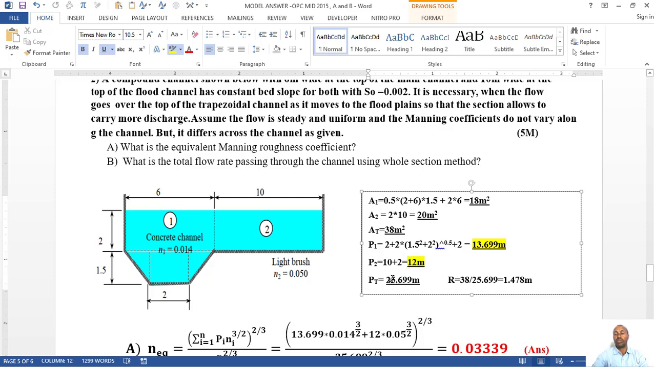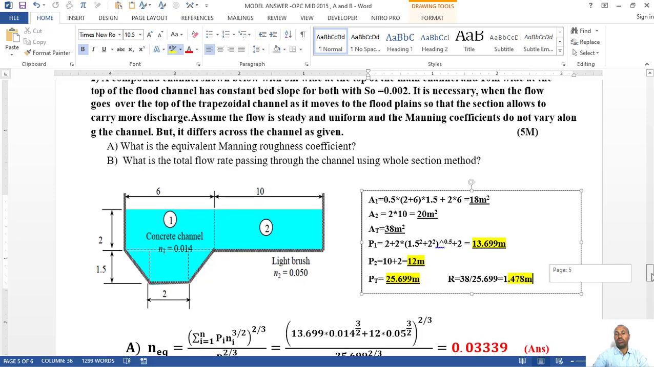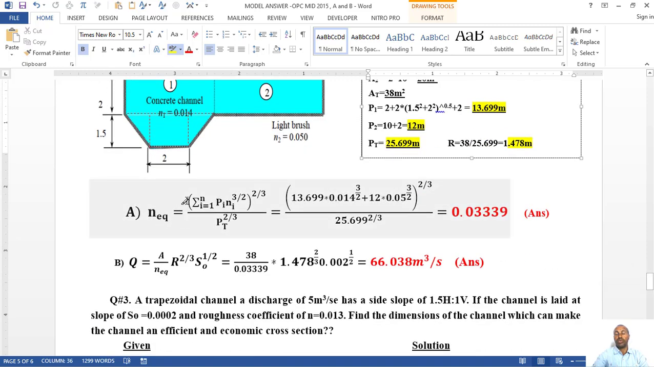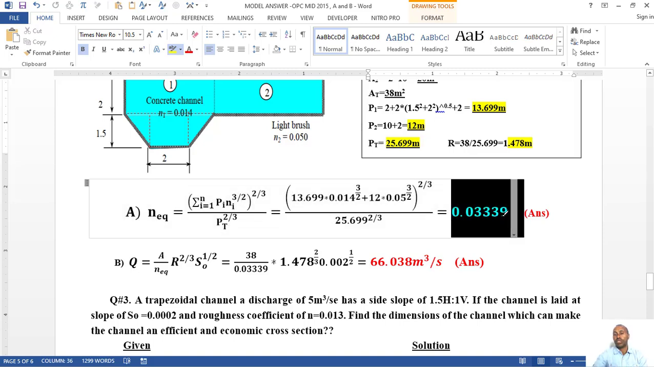Then for the total perimeter, you can sum up P1 plus P2, and the total hydraulic radius you can calculate. So using the whole section method, we can already compute now. First you have to compute n equivalent, the equivalent roughness, which is the summation of Pi ni to the power of 3 over 2, the whole to the power of 2 over 3, over the total perimeter to the power of 2 over 3. Then we get this result.